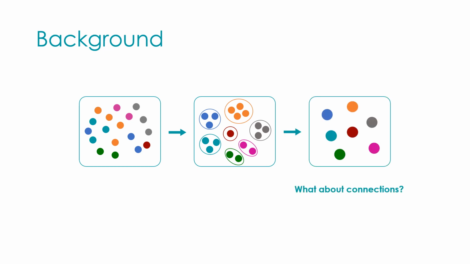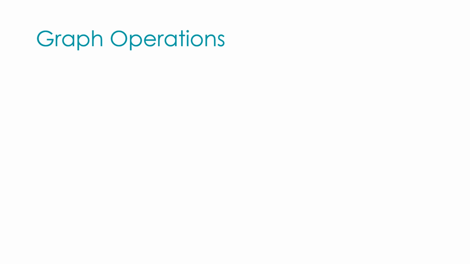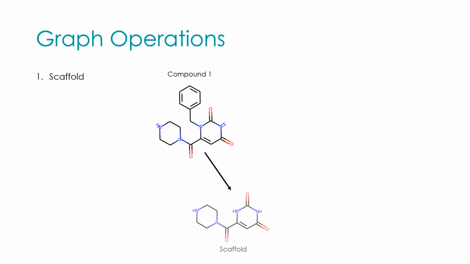To understand how we make connections, let us look at various graph operations. The first operation is scaffold. It is simple and we kind of saw it already. Given a compound, a scaffold operation results in identifying the scaffold of the input compound, that is, its core structure.